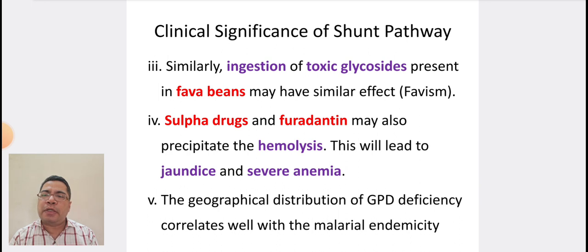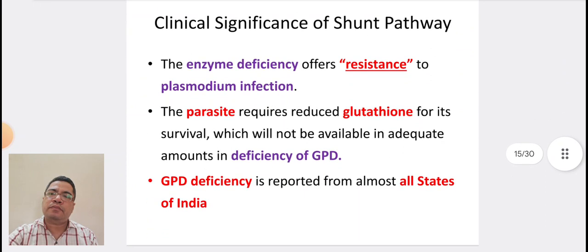The geographical distribution of G6PD deficiency correlates with malarial endemicity. The enzyme deficiency offers resistance to Plasmodium infection. The parasite requires reduced glutathione for its survival, which will not be available in adequate amounts in the deficiency of G6PD. G6PD deficiency is reported from all states of India.